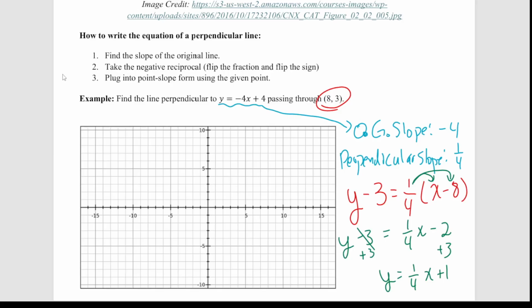Either way you want to graph it, you can start at the point (8, 3), and then move according to the slope: up 1, over 1, 2, 3, 4; down 1, left 1, 2, 3, 4; down 1, left 1, 2, 3, 4. And oh my gosh, that also gave us that same y-intercept we were predicting. And then you can go ahead and connect it.